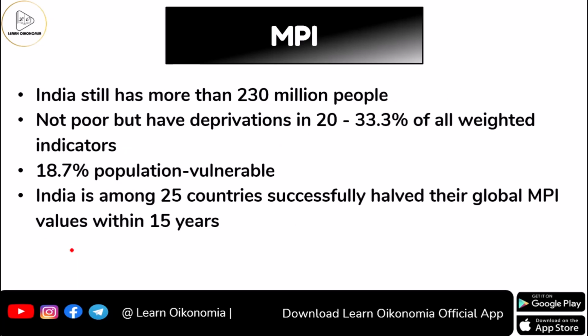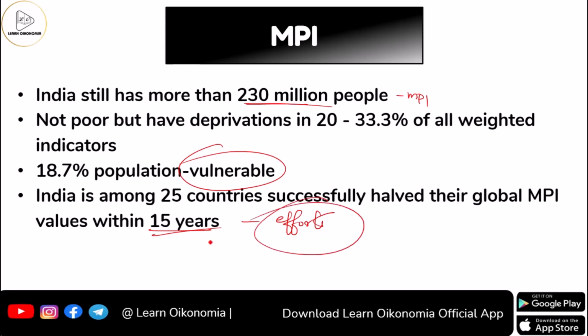Then, coming to the case of India, India still has 230 million people who are identified as MPI poor, and they have deprivations in several indicators, and 18.7% of people are identified as vulnerable. That means anytime they will fall into the clutches of poverty. And India is among the 25 countries that have successfully halved the global MPI, and this has happened within 15 years. This is mainly due to the kind of effort that has been taken by the government of India.